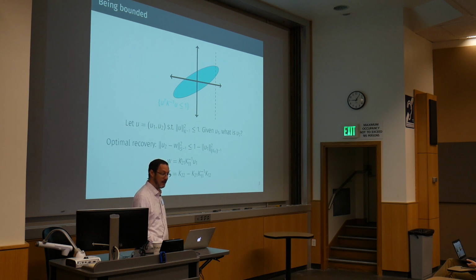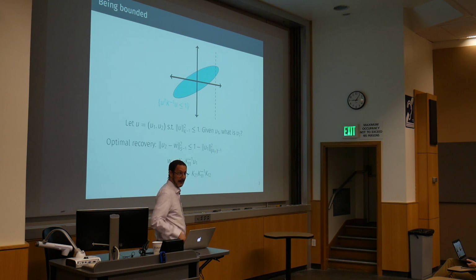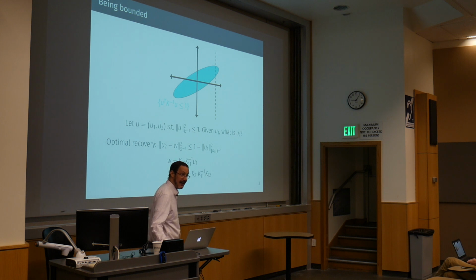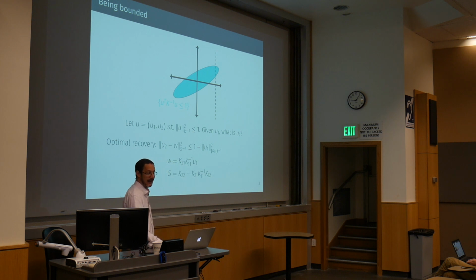So you've got this k21, k11 inverse u1 piece. That's going to be your prediction. And you've also got some notion of what the shape of that cross-sectional ellipsoid is. It's going to be another quadratic form, and the quadratic involved is going to involve S inverse. So we're going to have this optimal recovery property that W is as good a solution as you can pick if you care about worst case error. And the worst case error you can get is given in terms of S.